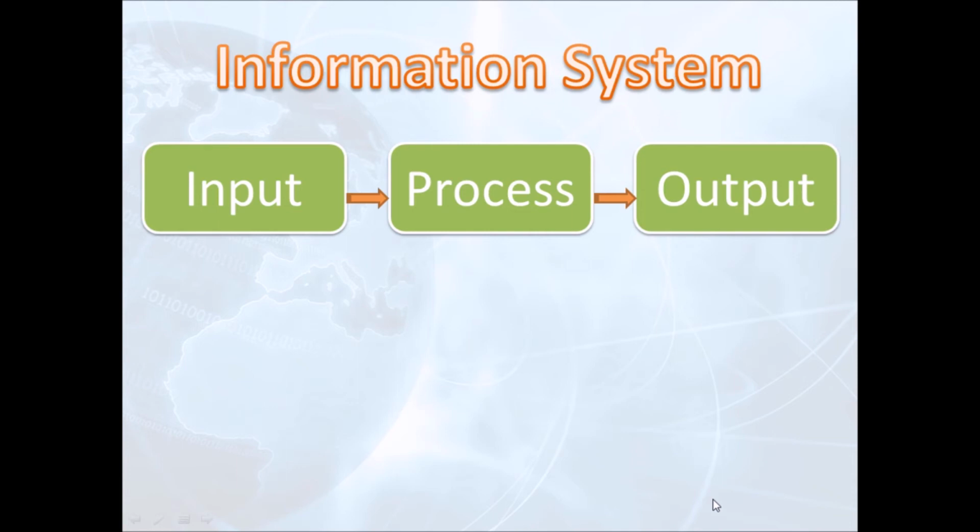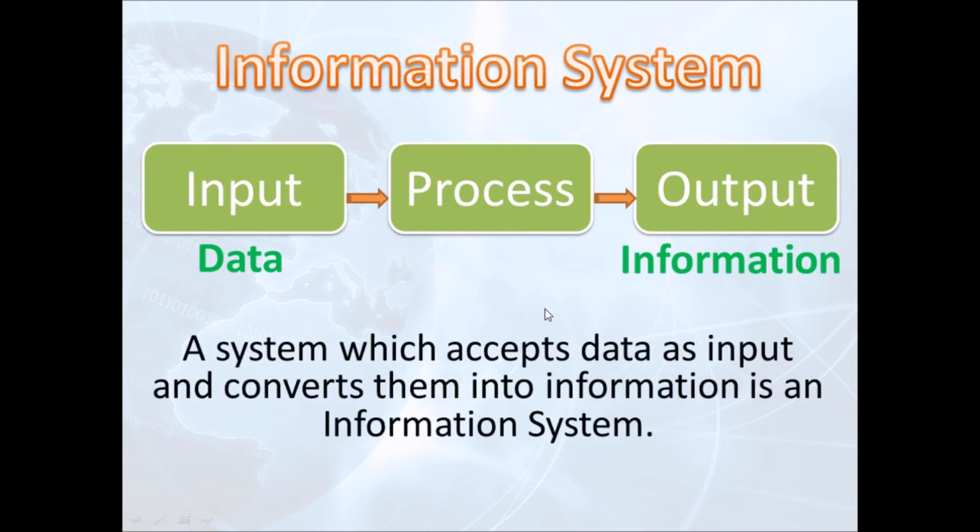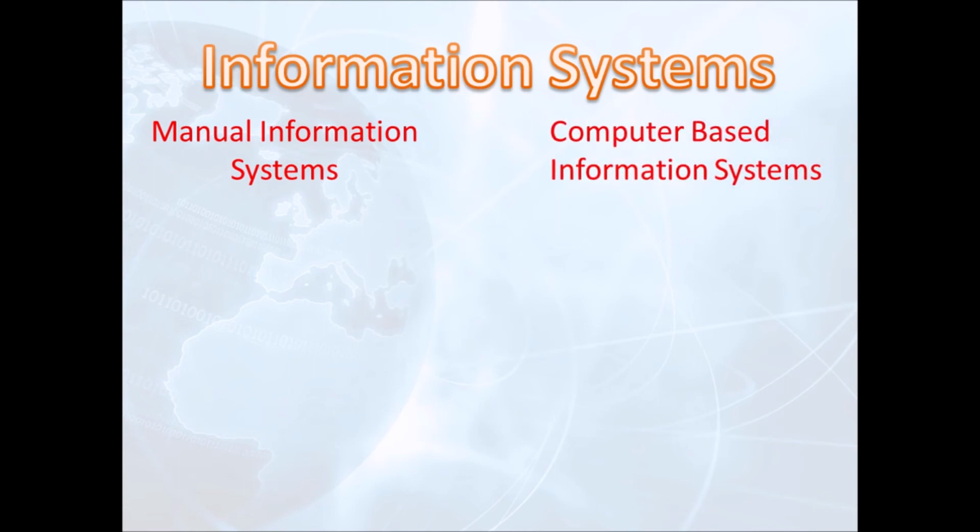Now you know what a system is. Then what's an information system? It also has input, process and output as the function of it. But this accepts data as its input and processes on it and then outputs information. Now we can have a definition. Look at this. A system which accepts data as input and converts this data into information is an information system. Information systems are of two types, manual information systems and computer-based information systems.